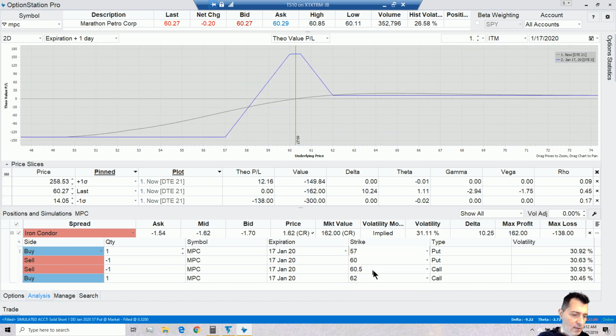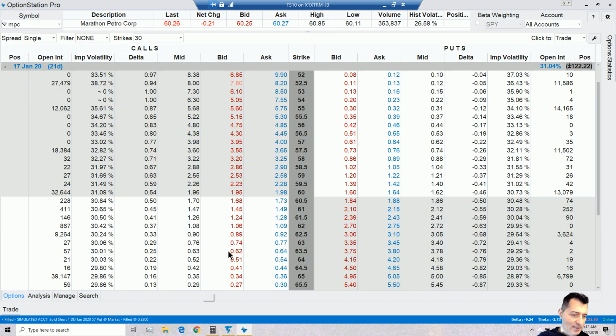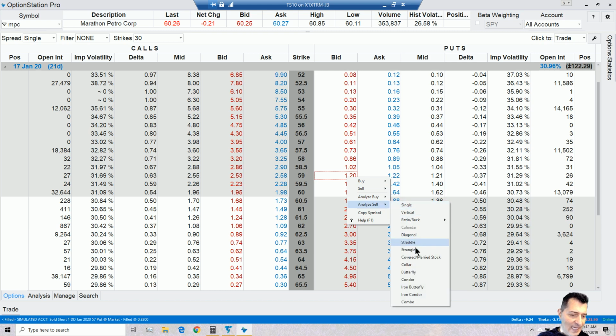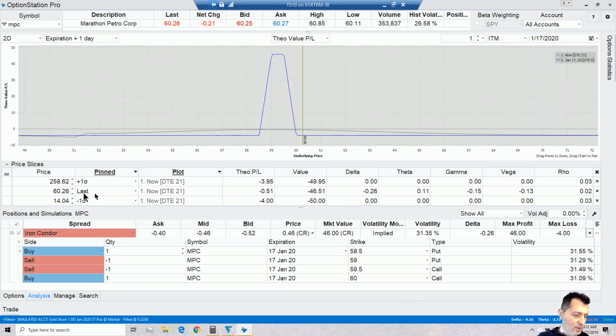Let me see. Yes, something got completely crazy there with that value being 14.05. I'm not sure what just happened there. So let me go ahead and go back here and re-enter, analyze and sell an iron condor.